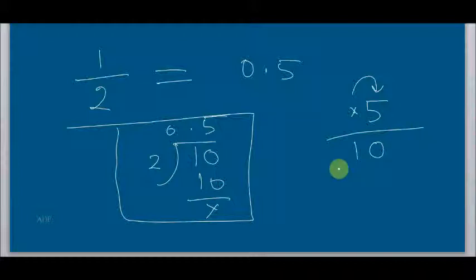Okay, so you get 5 upon 10. What you got? 5 upon 10. Now you try to reduce this fraction like this. 5 ones are 5 and 5 twos are 10. You got 1 upon 2. Okay, so this is the relation between a decimal and a fraction.